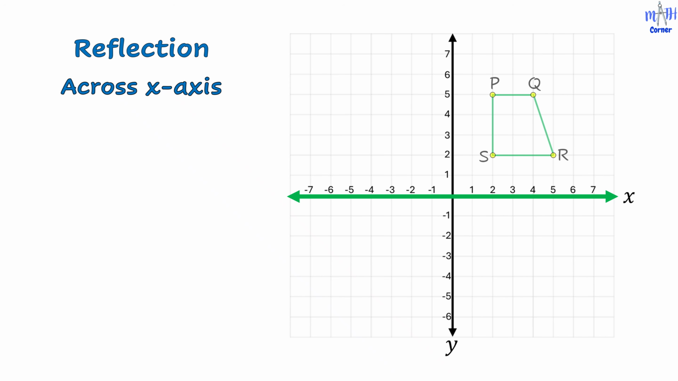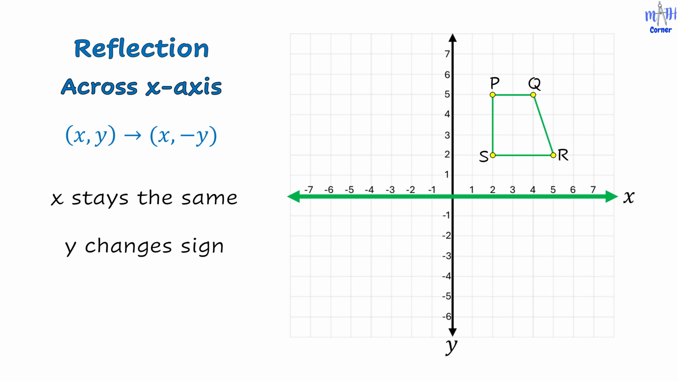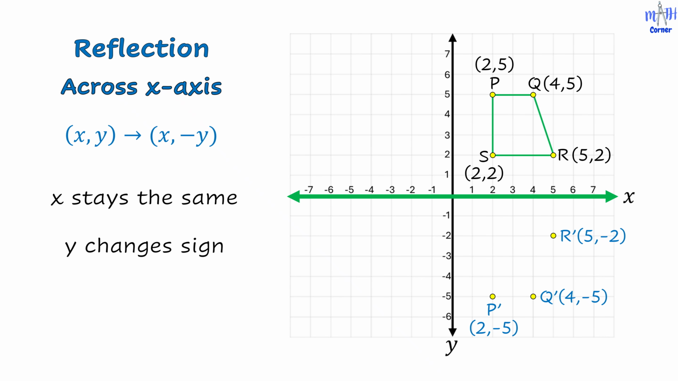Example. Reflect this quadrilateral across the x-axis. This is the rule. In reflections across the x-axis, x stays the same, and y changes sign. Let's transform each point. P is located at 2, 5, so P prime is located at 2, -5. Q is located at 4, 5, so Q prime is located at 4, -5. R is located at 5, 2, so R prime is located at 5, -2. S is located at 2, 2, so S prime is located at 2, -2. Connect the new points, and notice that the figure flipped vertically.